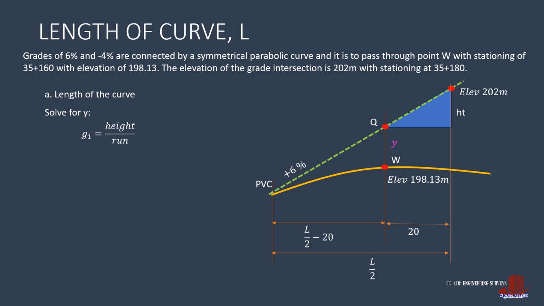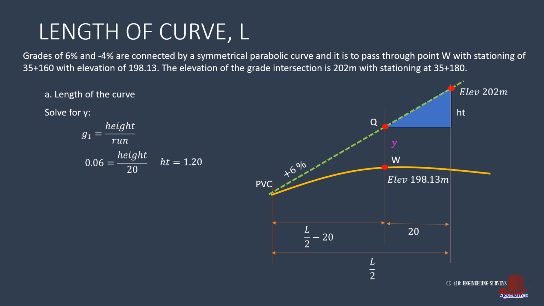Gradient is rise upon run. The grade is 6%, which is 0.06, equated to the height over 20. By cross multiplication, the height turns out to be 1.2. That is the vertical distance from PVI to point Q. Point Q is the intersection of the aligned point W to the tangent.